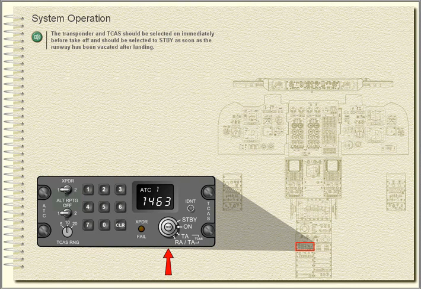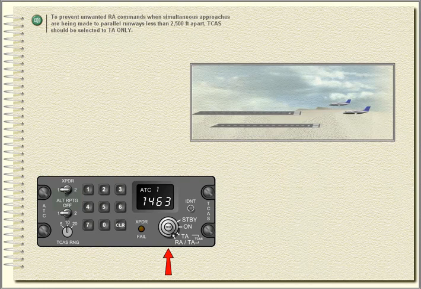System operation. The transponder and TCAS should be selected on immediately before takeoff and should be selected to standby as soon as the runway has been vacated after landing. To prevent unwanted RA commands when simultaneous approaches are being made to parallel runways less than 2,500 feet apart, TCAS should be selected to TA only.